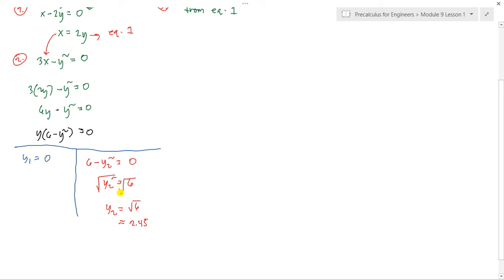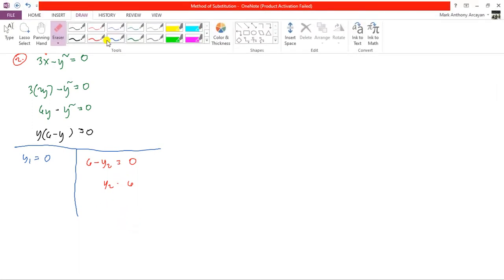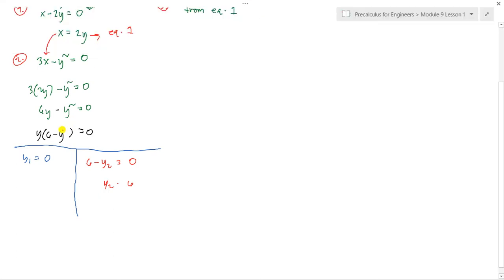Square root of 6. This is not square root of 6 di ay, kay supposedly y na lang ni siya. This is already y na lang, so we don't need square root of 6 anymore kay natanggal naman because we already factored that one out. So, it would now become like this. Kani 6 minus y na lang, so this would be 6 minus y, therefore y sub 2 is equal to 6.